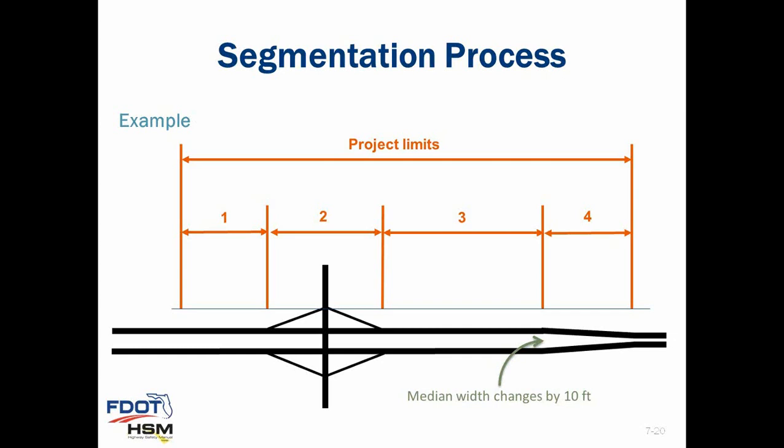Now, even though we have weaving sections, we do have gore points. And given this arrangement, segments 2 and 3 begin at the location of these gore points for the diamond ramps. Now, segment 4 begins at the location where the median width changes due to the convergence of the mainline road beds. Segment 4 ends at the project limit on the right side of the slide.